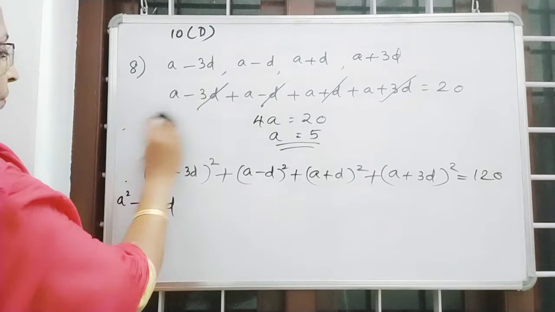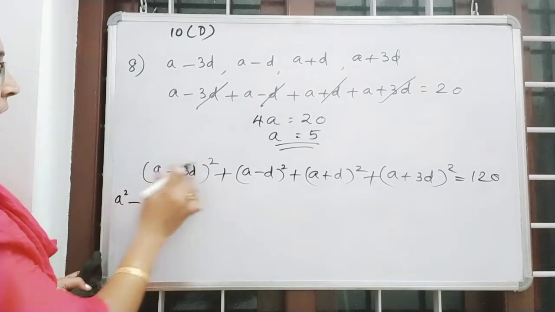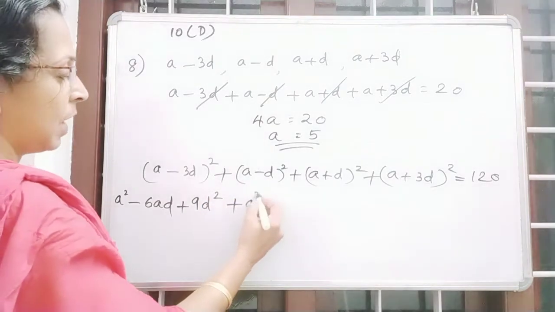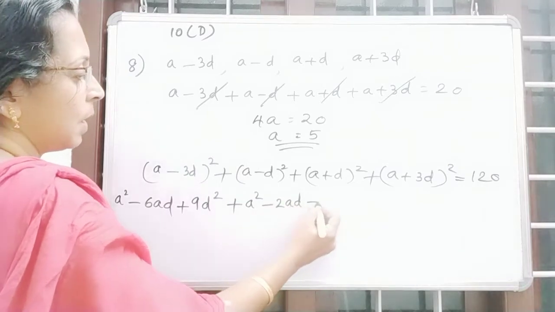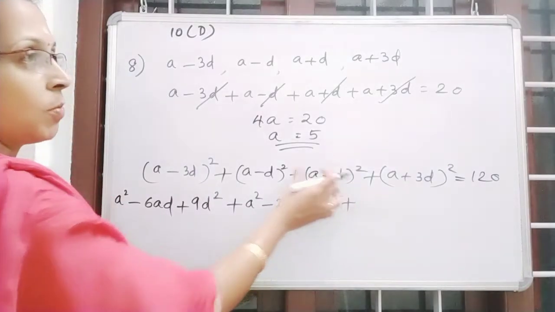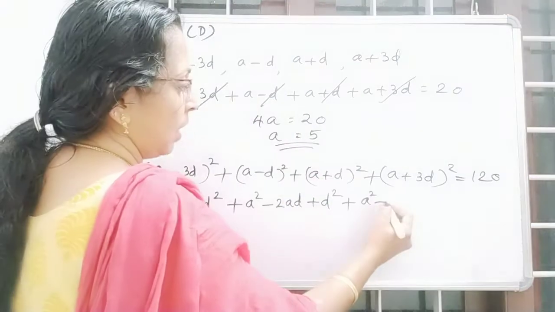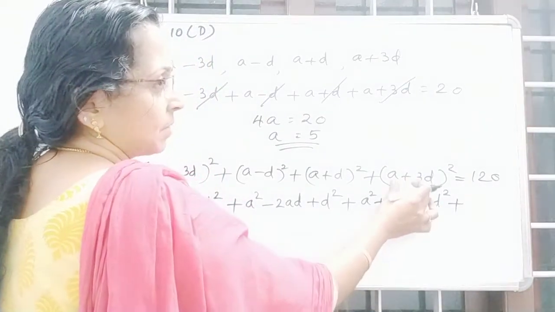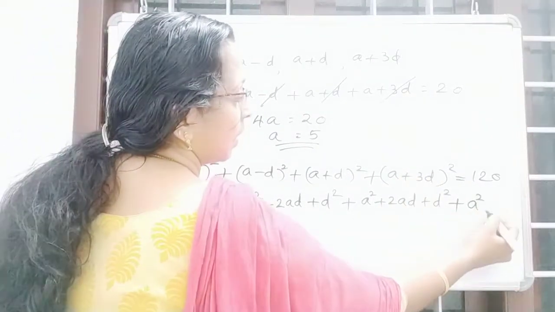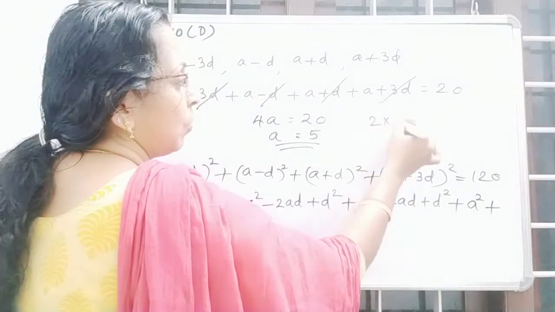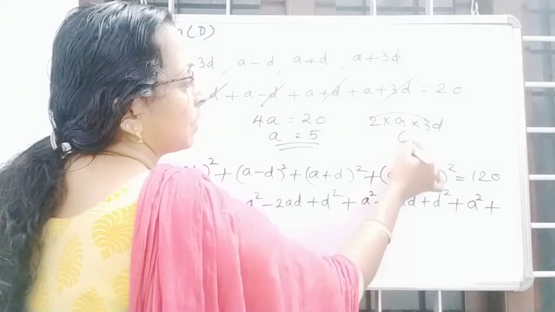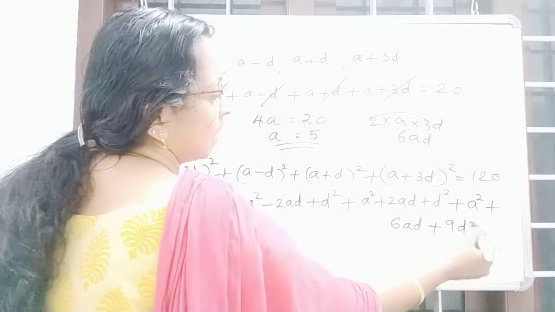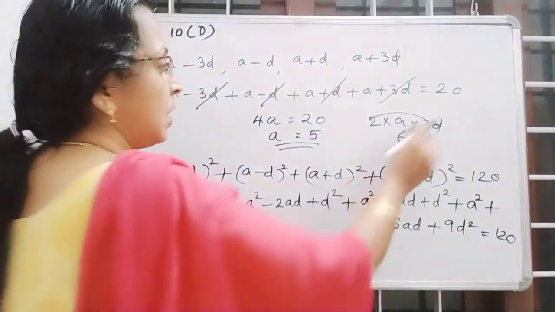So 6AD. Then plus 3D whole square will be 9D square. Here A minus D whole square is A square minus 2AD plus D square. Then A plus D whole square is A square plus 2AD plus D square. Here A plus 3D whole square will be A square plus 2 into A into 3D, so 2 into 3, 6AD, plus 3D whole square is 9D square, equal to 120.